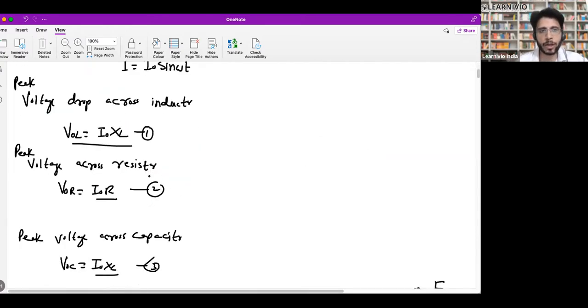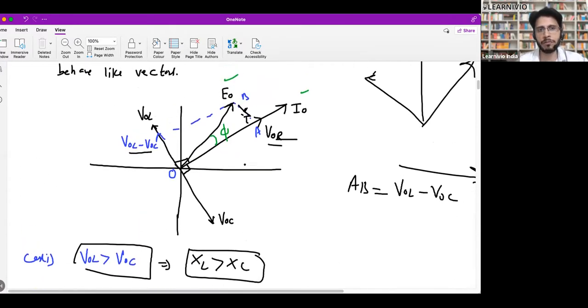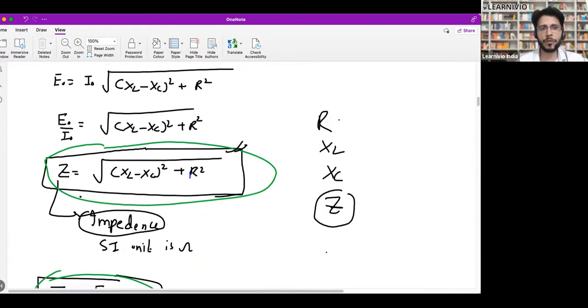Now let's try to calculate few things. In RL circuit, you will not have V naught C in the phasor diagram. Can you guess the formula of Z for RL circuit? Mariam? We don't have capacitor in RL circuit. This is the expression of Z. Can you get the value of Z, impedance for the RL circuit?